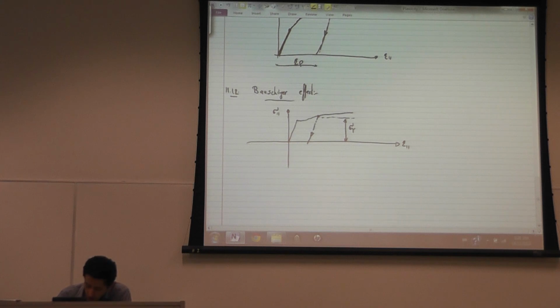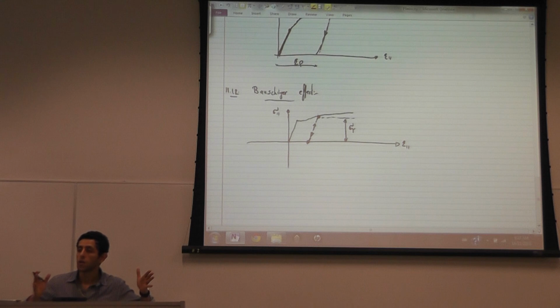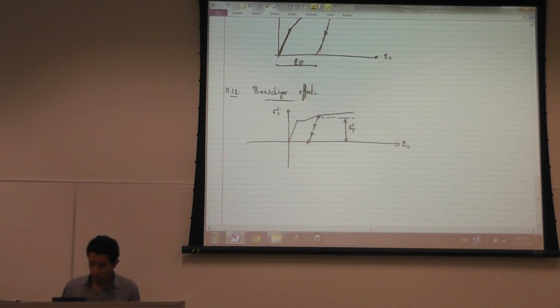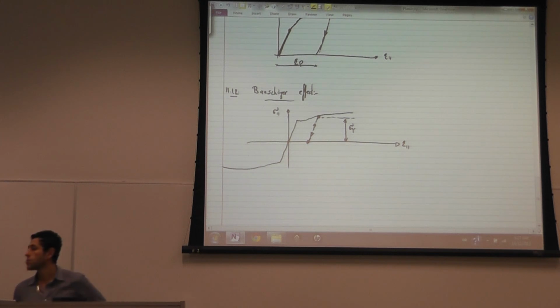If I load again, the material is going to behave elastically from this point to this point. Now what happens if you actually reverse the stress? So you have a slightly longer specimen. You loaded the specimen, it became a little bit longer, but now it's behaving elastically, below the sigma yield, in tension. What happens if you apply compression? If initially I apply compression, I get the same behavior.